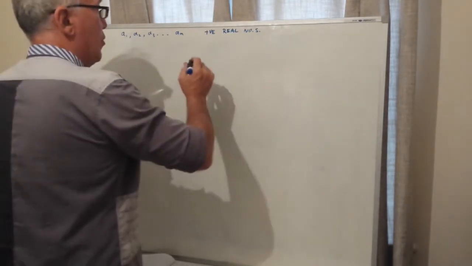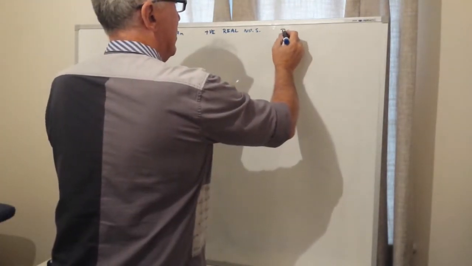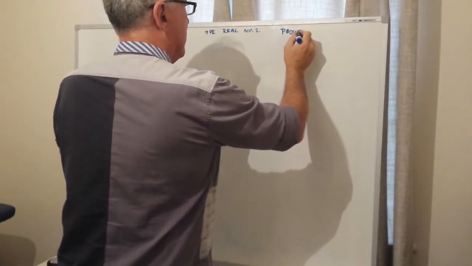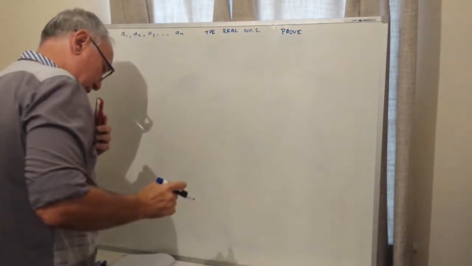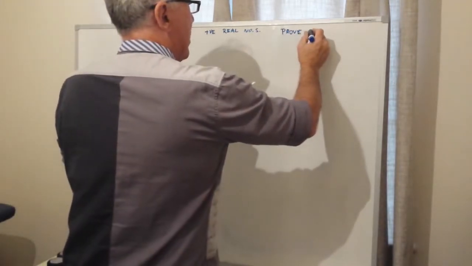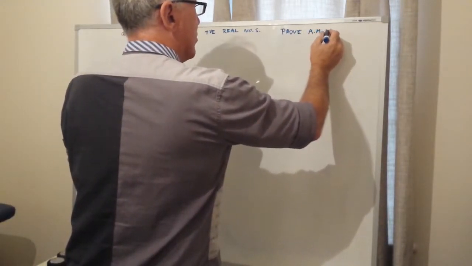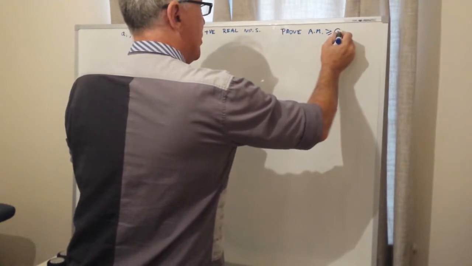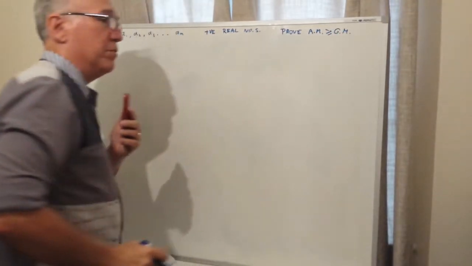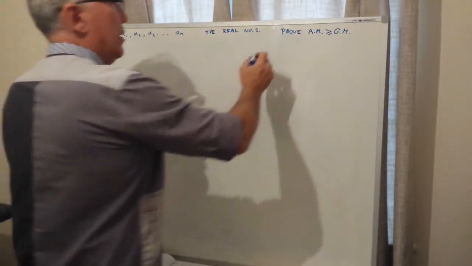And the proof, let me write it over here. We're going to prove that the arithmetic mean is greater than or equal to the geometric mean. AM is greater than or equal to GM in the general case.